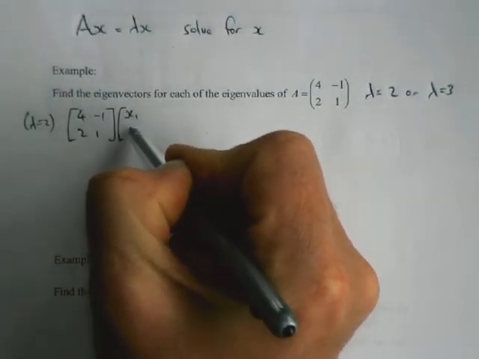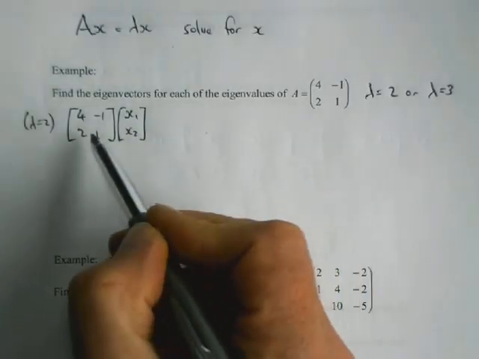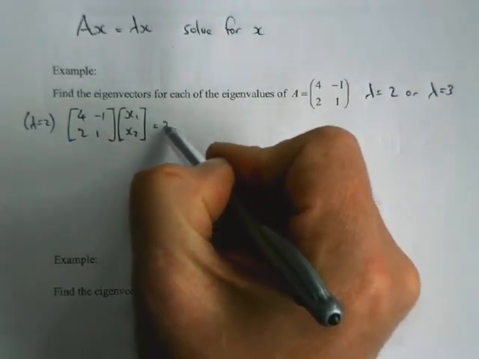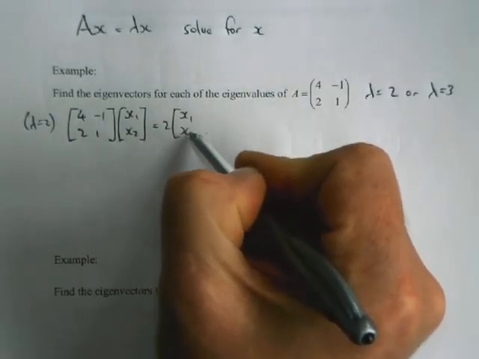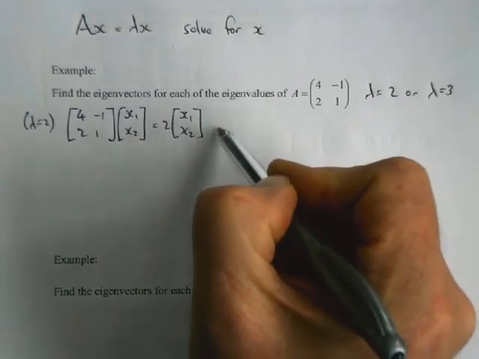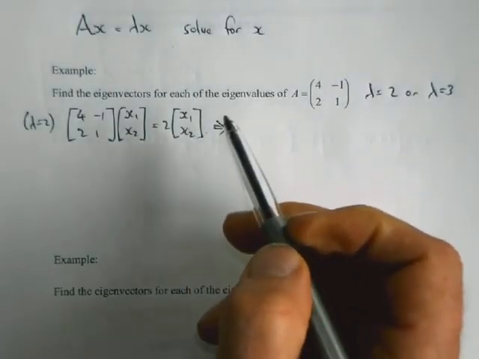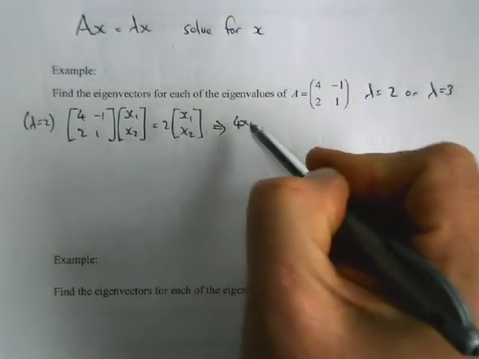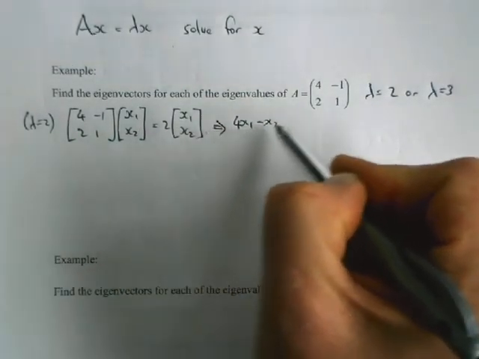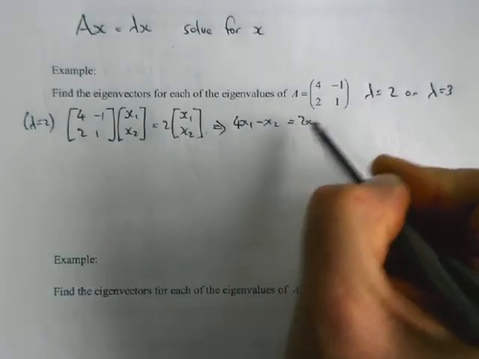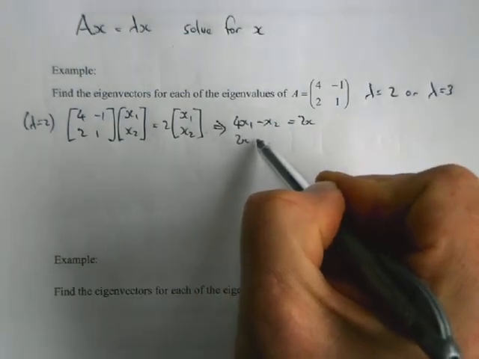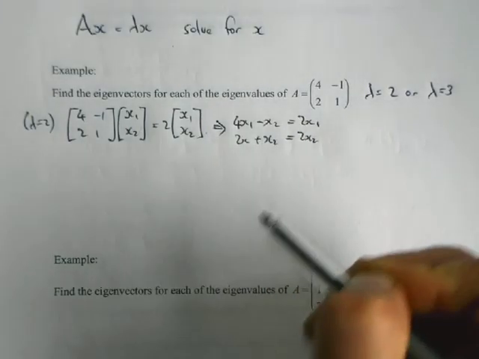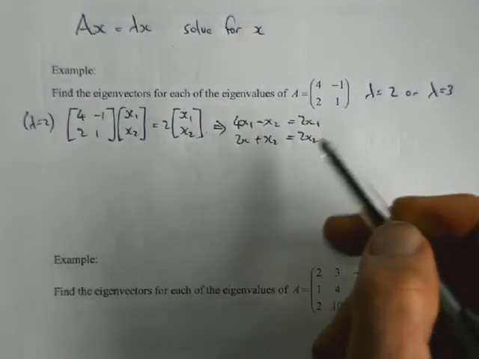So x, now remembering that x is a vector, so it's a 2-element vector, so this is a 2 by 2 matrix, so we can have a 2-element vector, and that has to equal lambda lots, and lambda is 2 in this case, so we get that. And now we can just set up a set of equations. So if we multiply this out, we get 4x1 minus x2 has to equal 2 lots of x1, and from the second row, 2 lots of x1 plus x2 has to equal 2 lots of x2.